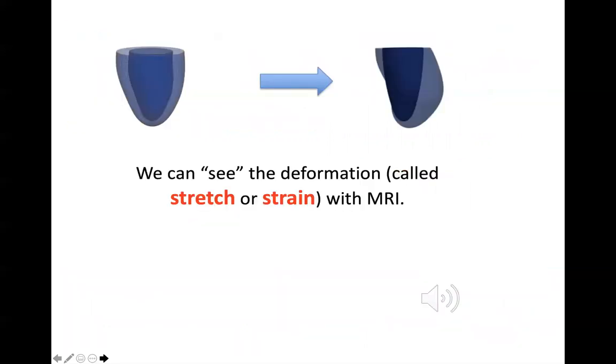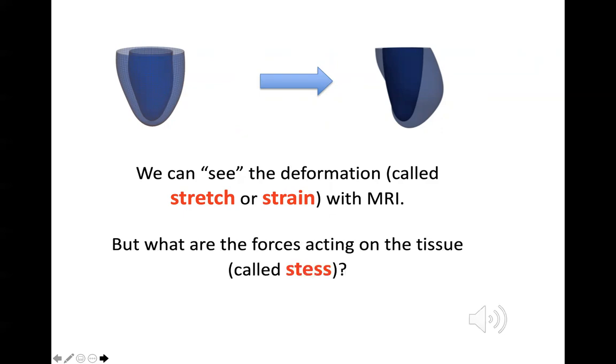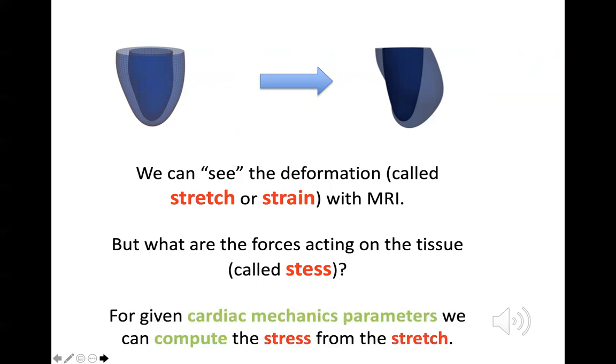Now, as we've discussed before, we can see the deformations of the left ventricle during the pump cycle with MRI. And we can mathematically describe this deformation between two reference time points, like early and late diastole. We call that the strain. And what we can't get from the MRI scans are the forces acting on the tissue, called stress. Now, for given cardiac mechanics parameters, we can compute the stress, that is the forces, from the stretch, that is the deformation.